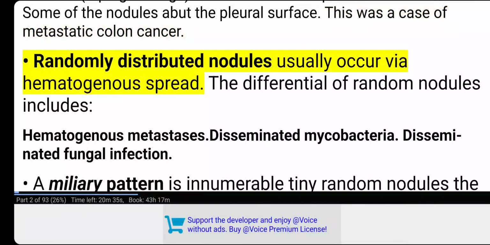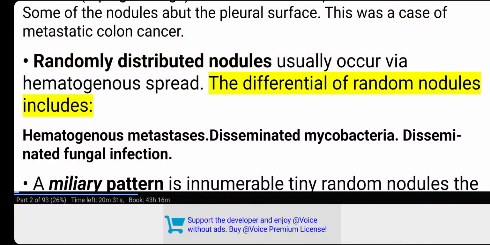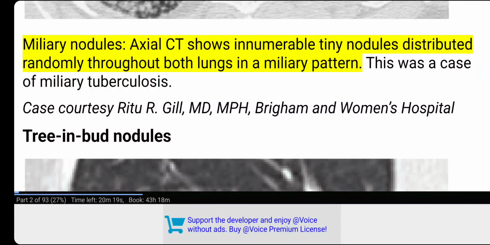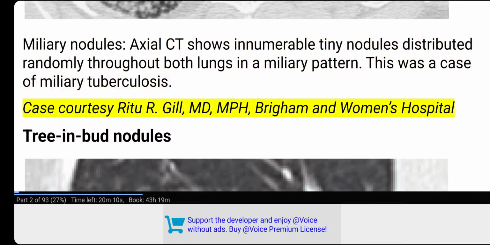Randomly distributed nodules usually occur via hematogenous spread. The differential of random nodules includes hematogenous metastasis, disseminated mycobacteria, disseminated fungal infection. A miliary pattern is innumerable tiny random nodules the size of millet seeds. Miliary nodules. Axial CT shows innumerable tiny nodules distributed randomly throughout both lungs in a miliary pattern. This was a case of miliary tuberculosis. Case courtesy Ritu R. Gill, MD, MPH, Brigham and Women's Hospital.